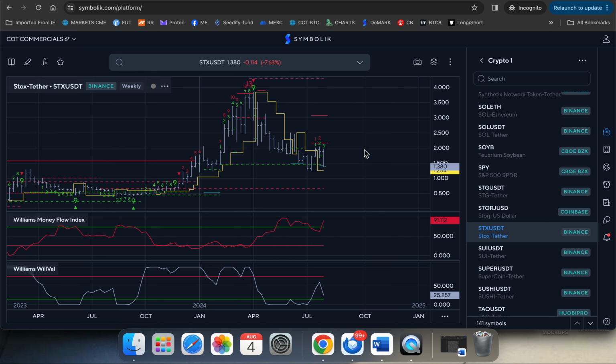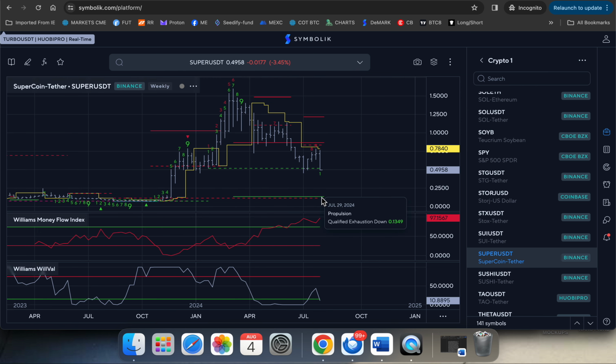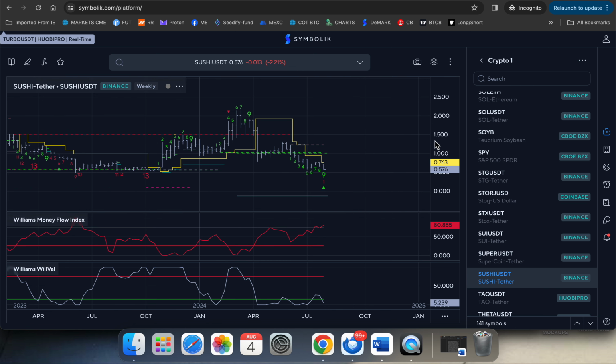If it's not easy to spot where support is, you're getting support right in here on STX, $1.44, $1.45. Could dip as low as 67 cents. Sui, let's see, I'd probably throw in right here at 42 cents. Super, I'd go 13 to 11 cents. Sushi, I would bid at 10 cents.